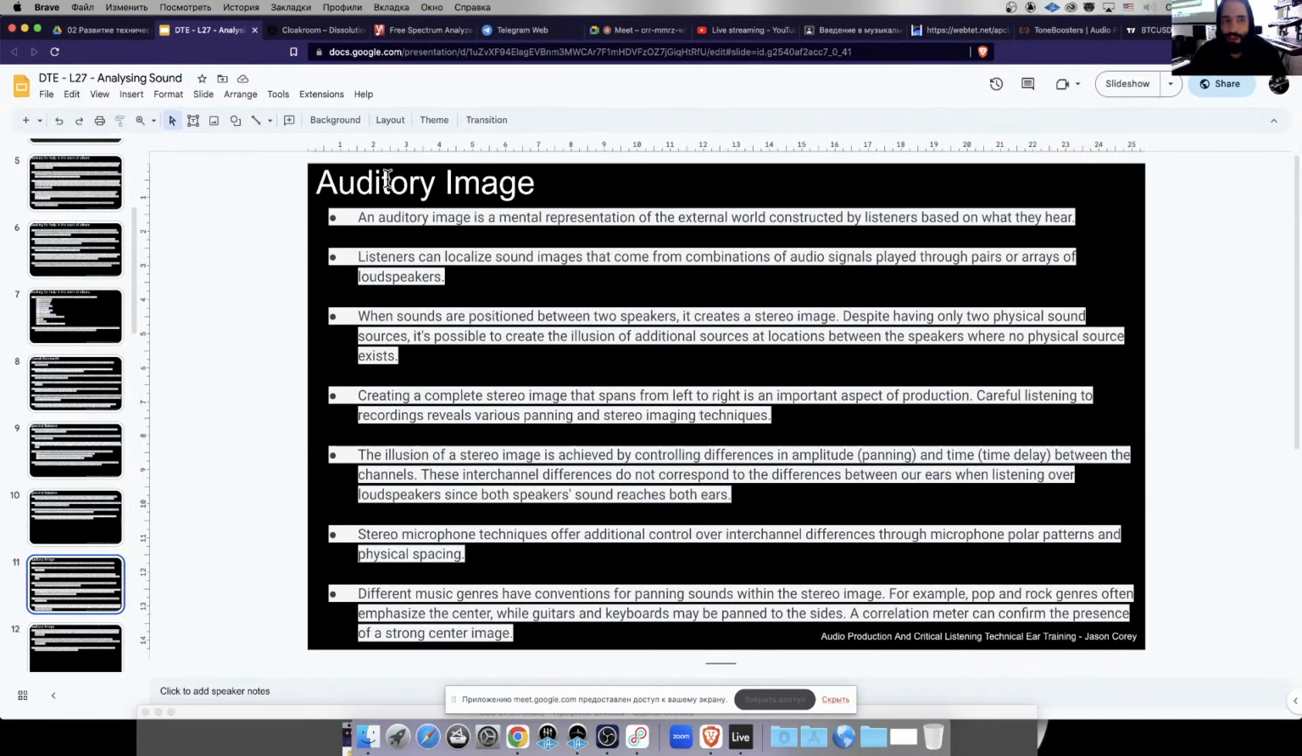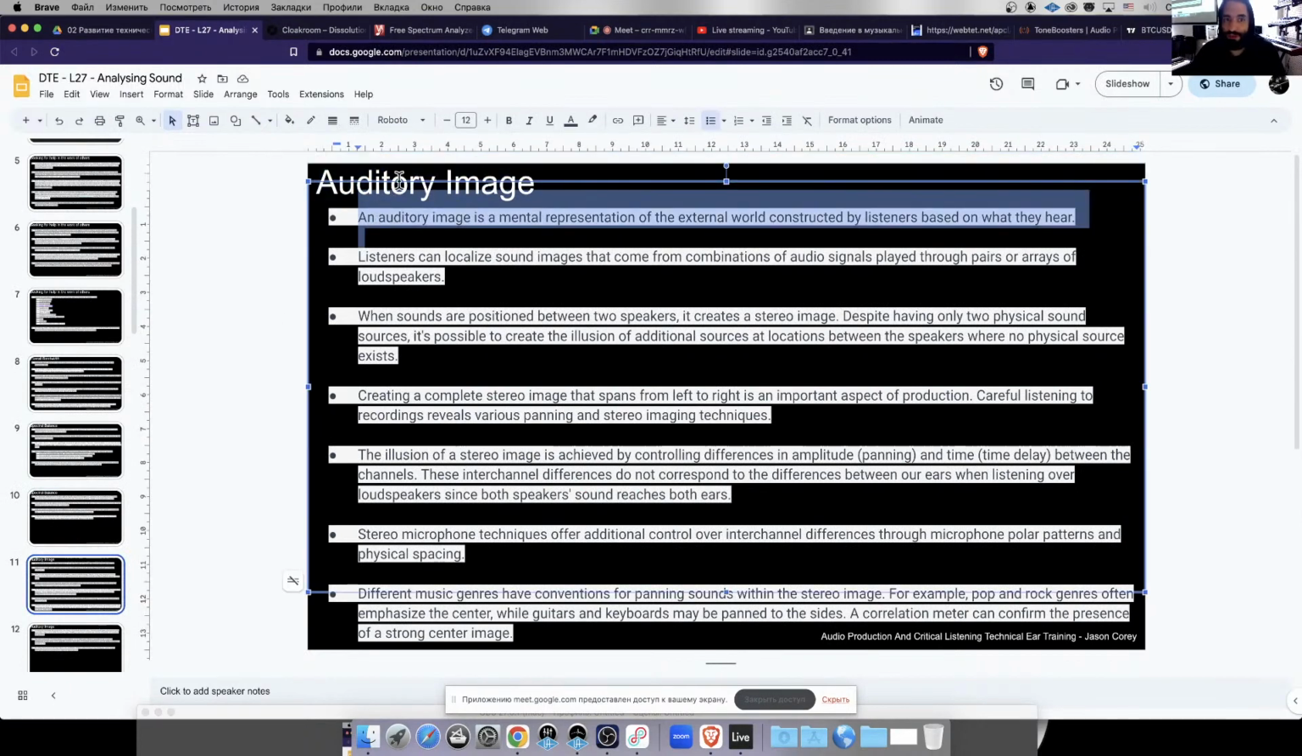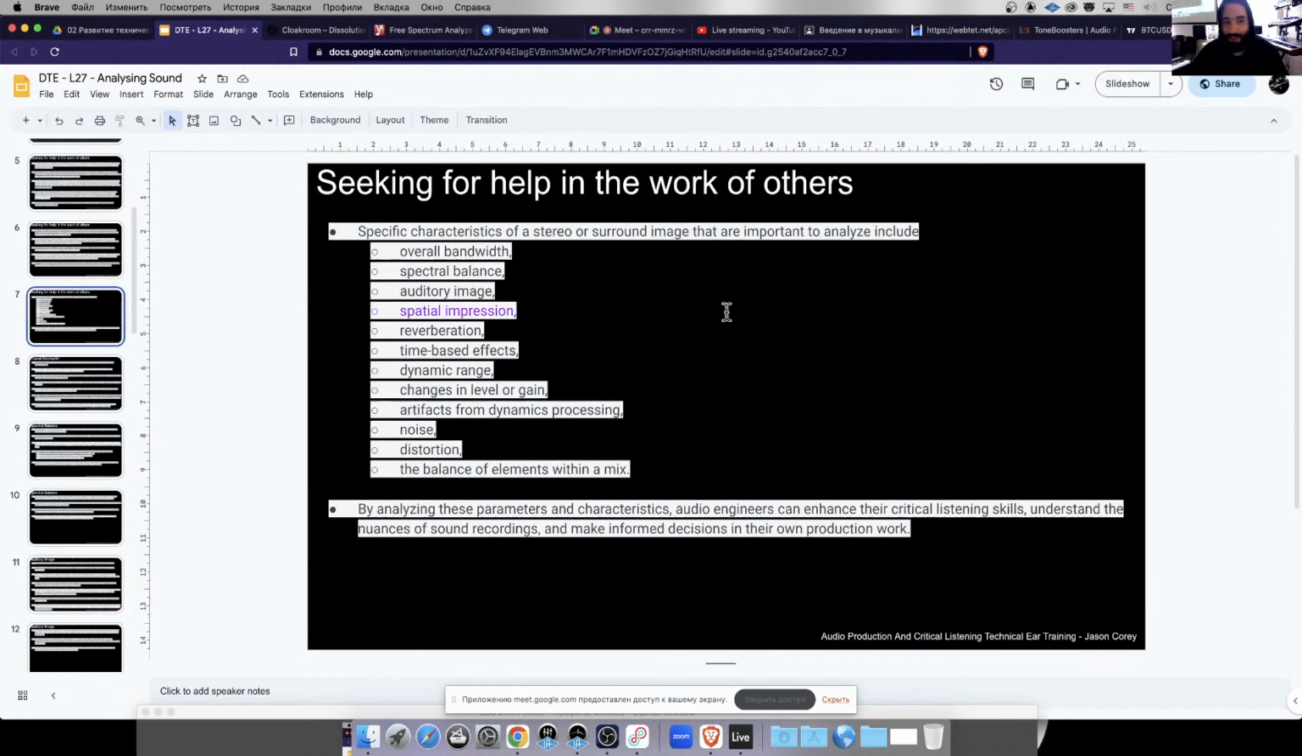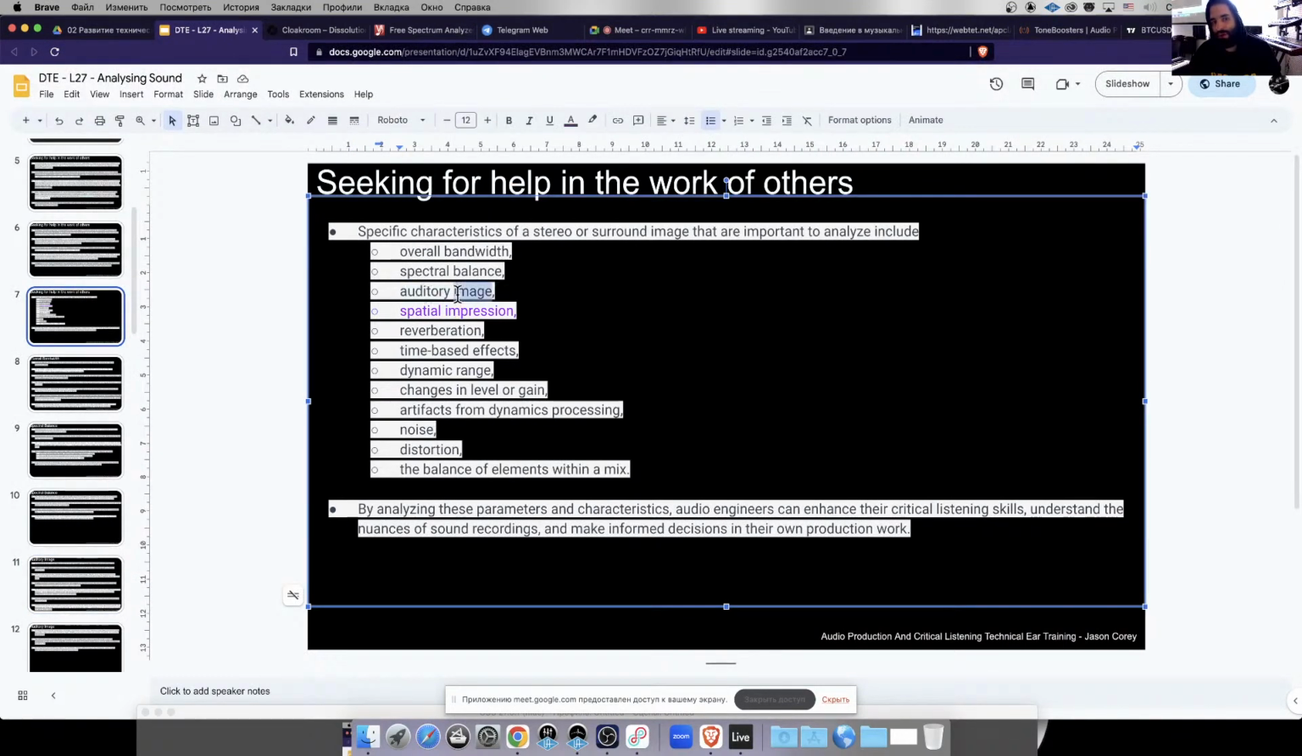That's pretty clear. The next thing he asks us to focus on is what he calls the auditory image. It's a mental representation of the external world constructed by listeners based on what they hear. It's kind of like you close your eyes and you hear that thing and you see the drummer, it's there, and the singer, it's here. Listeners can localize sound images that come from a combination of audio signals played through a pair of loudspeakers. When sounds are positioned between the speakers, it creates a stereo image. Even though you have only two sound sources, it's possible to create the illusion that things are located in different places. So going back to this question, auditory image is more about the position.